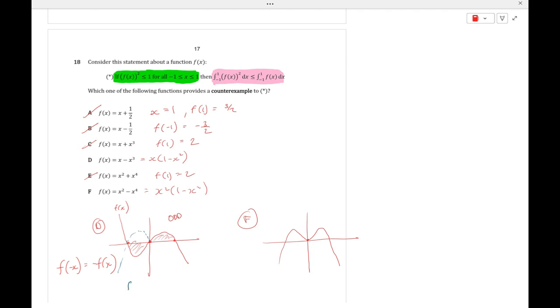The integral between -1 and 1 of f of x squared dx for this is definitely going to be greater than or equal to 0, whereas the original integral, the integral of f of x between -1 and 1 dx is equal to 0. So clearly that's a counterexample, just purely because the integral of f of x between -1 and 1 is equal to 0. So that's our counterexample, and we can then just not really worry about f.